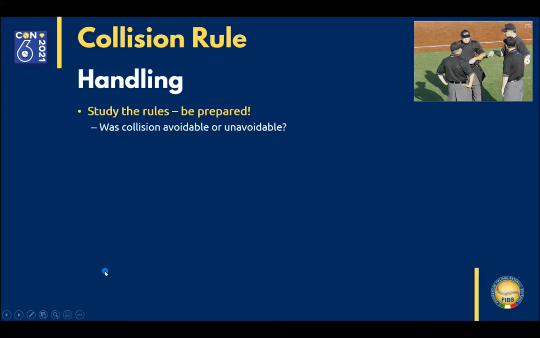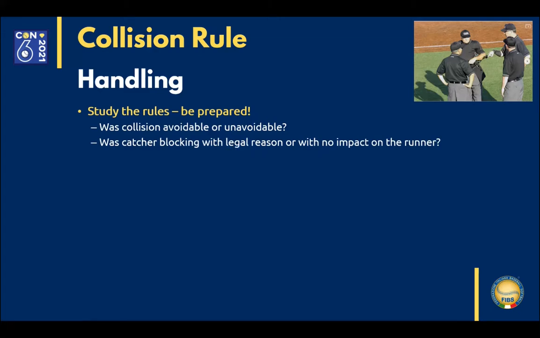So to sum this up with the collision rule, especially for umpires, about the handling, well, you have to study the rules. You have to know what we just outlined. You have to bear in mind, was the collision avoidable or was it unavoidable? Was the catcher blocking with a legal reason or with no impact on the runner? Or was he blocking without a legal reason? So this would be potential obstruction. And then, was inappropriate or flagrant malicious contact involved? This would be grounds for an additional ejection.